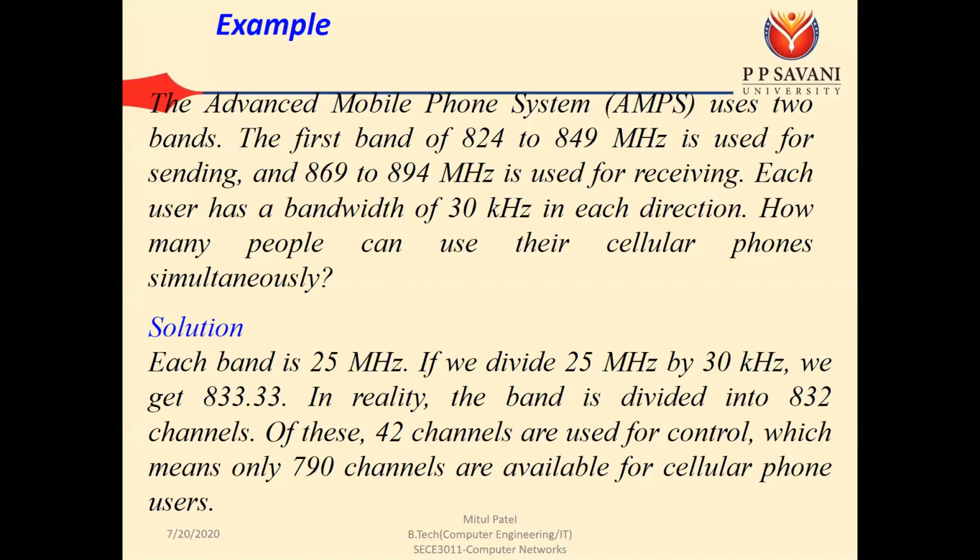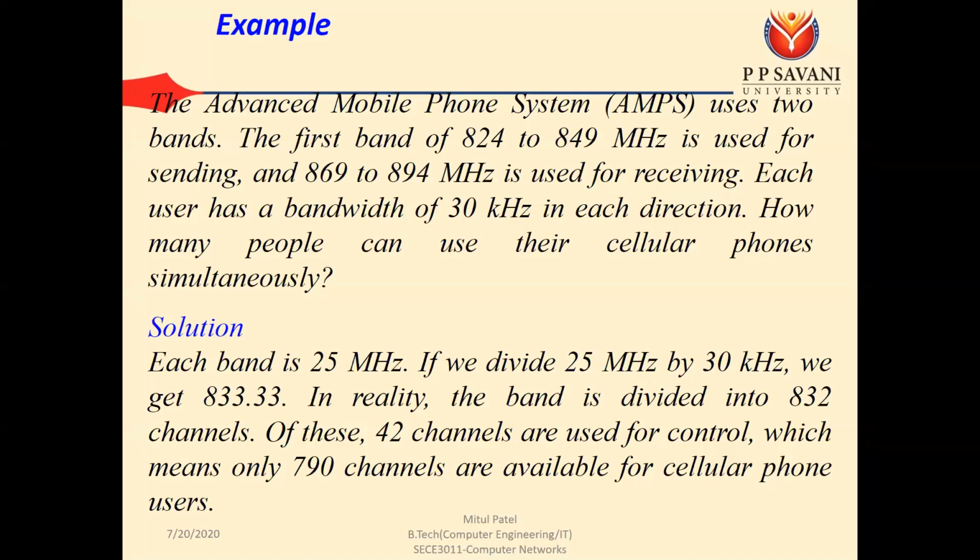Okay? So in reality, the band is divided into 832 channels. So the sending band is divided into 832 different channels. And the same way, the receiving band is also divided into 832 different channels.